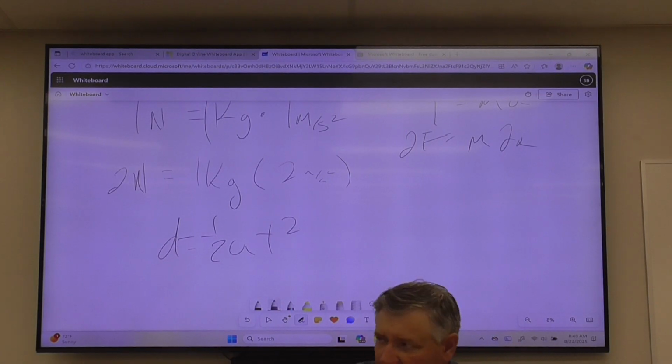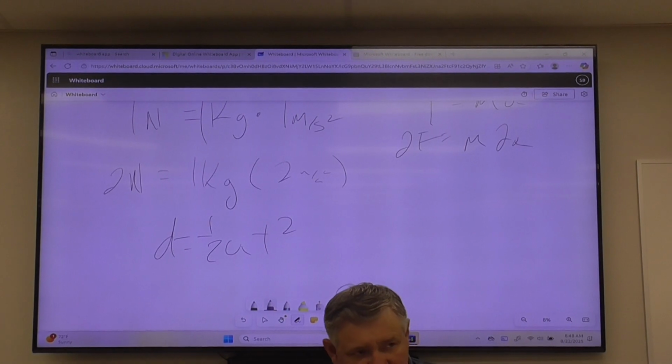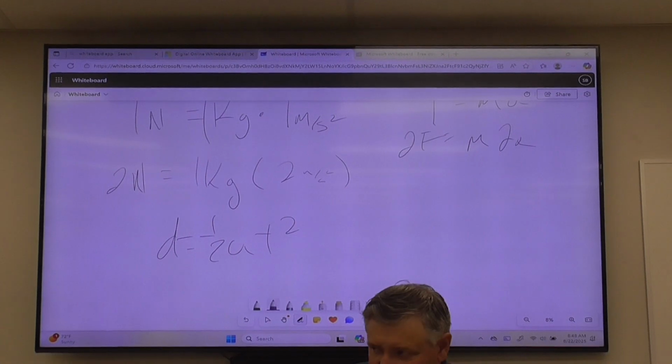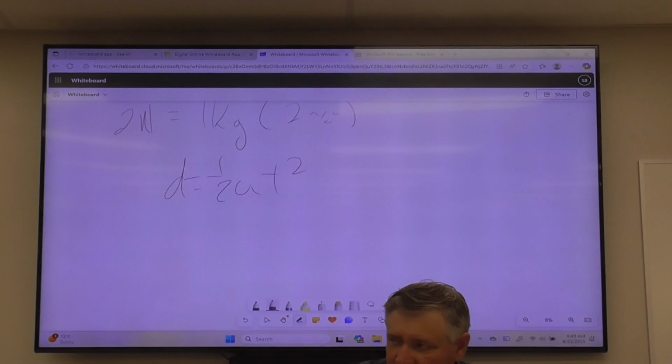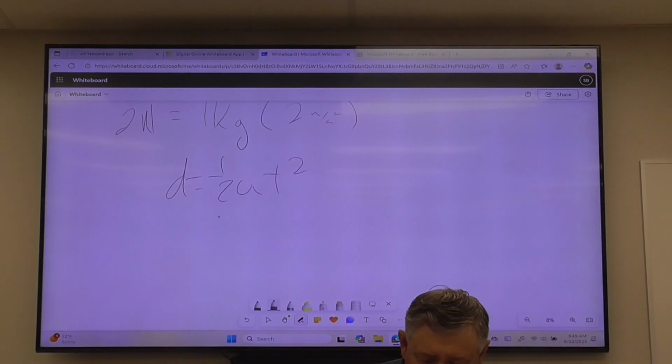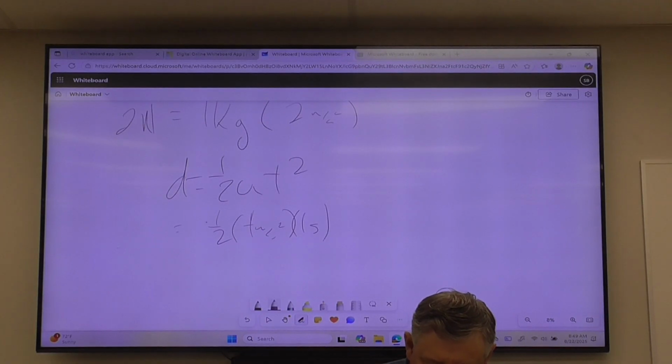Now, when you get to that second one, you have distance equals 1/2 at squared. Okay? This is a famous kinematic equation that relates how far an object travels based upon time. So, again, there's two things you can do. You can do smash mouth. We'll let the acceleration be 1 meter per second squared. We'll let the time be 1 second. You do all that, you get a 1/2 meter.